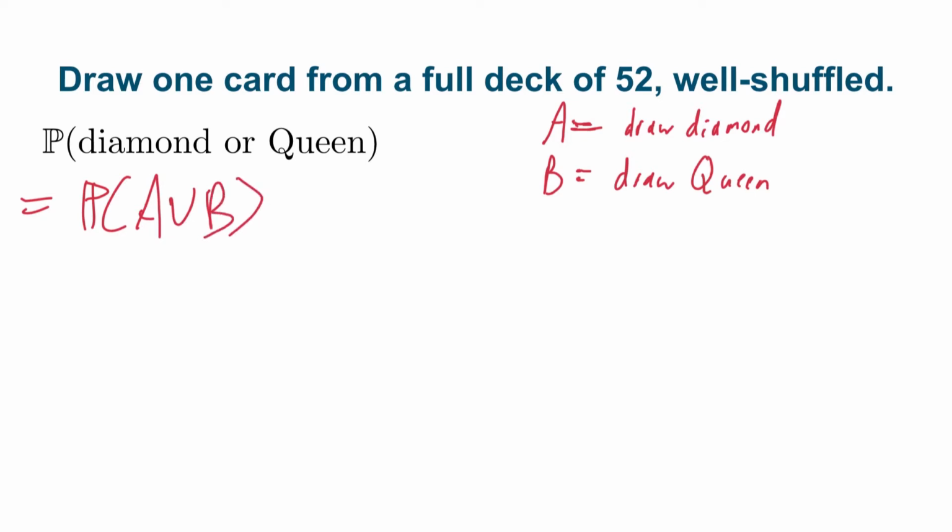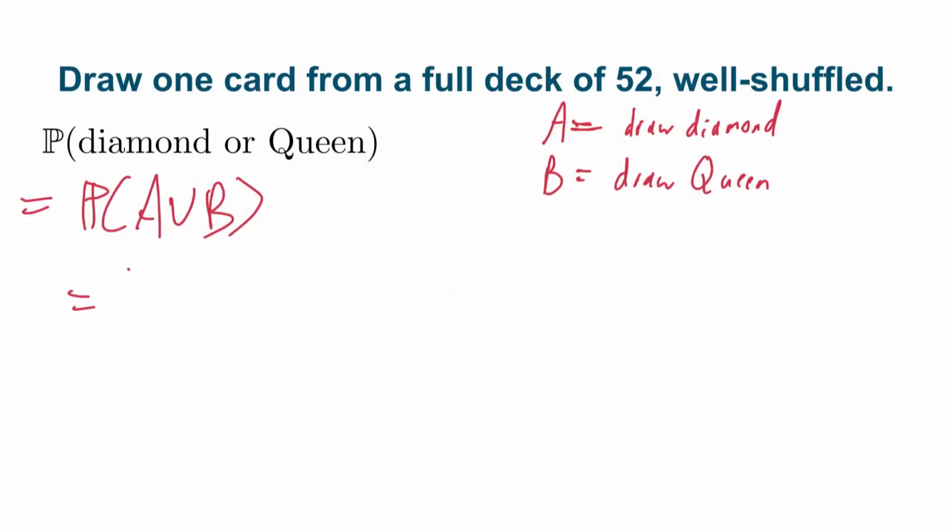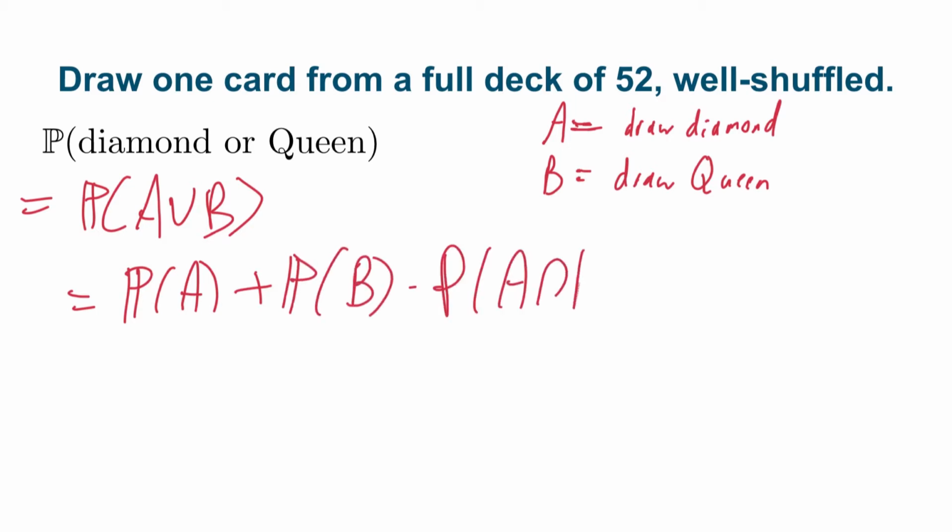I emphasized last time that it's very tempting in these situations to just say this is equal to the probability of A plus the probability of B. But we have to be careful. We have to subtract the probability of A and B. That is, we have to subtract according to the union law. Let's do it. So this is probability of A plus probability of B minus probability of A intersect B.